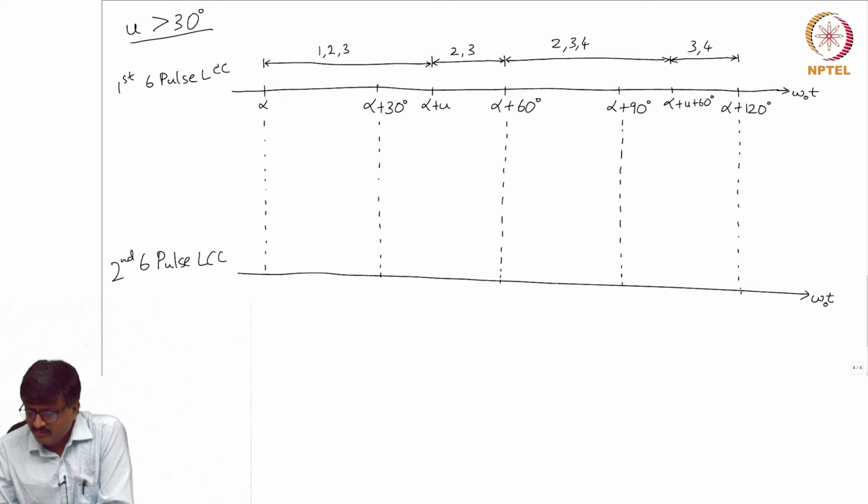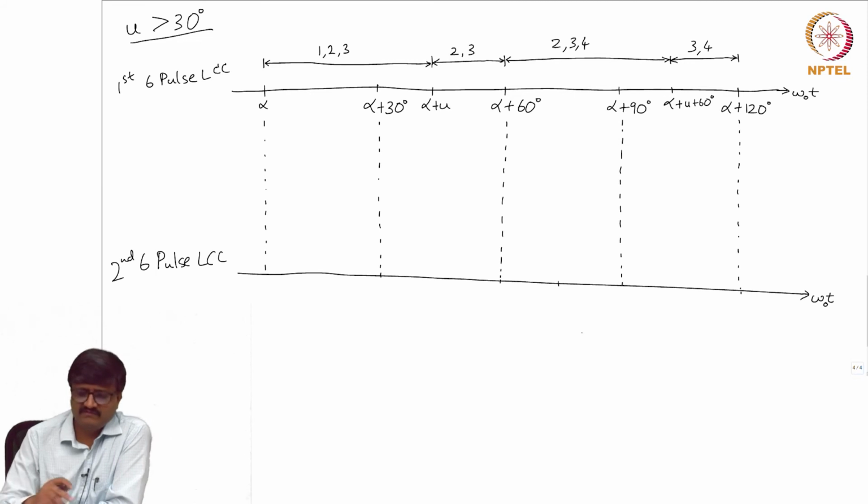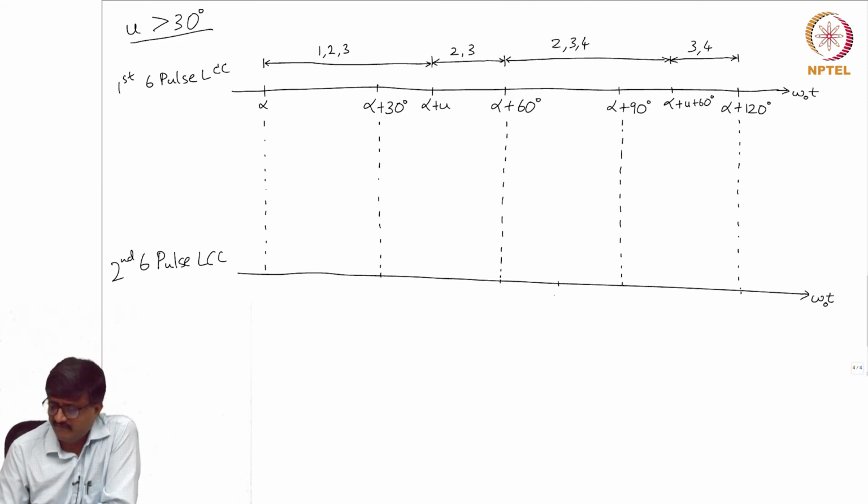Now, I will show, in addition to the angles that I have already shown in the first figure for the first 6 pulse LCC, alpha plus u plus 30.